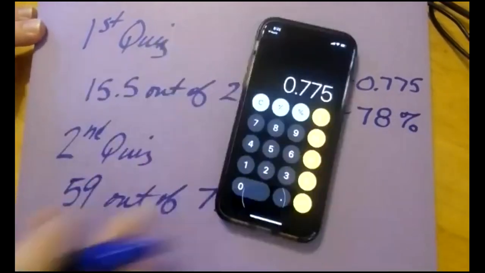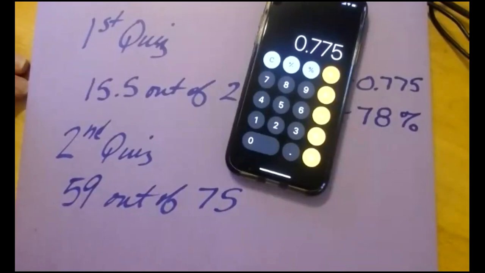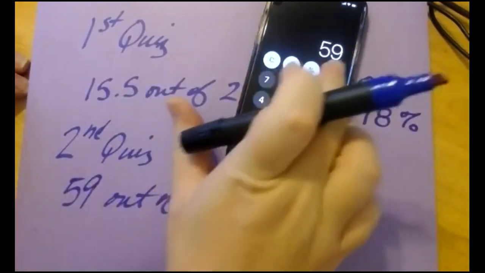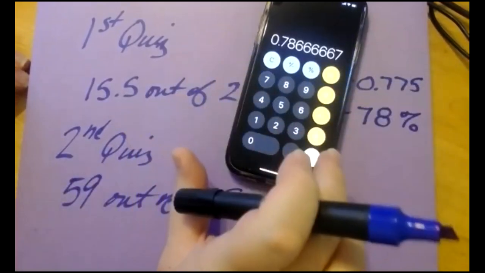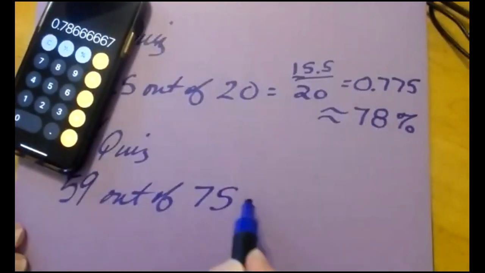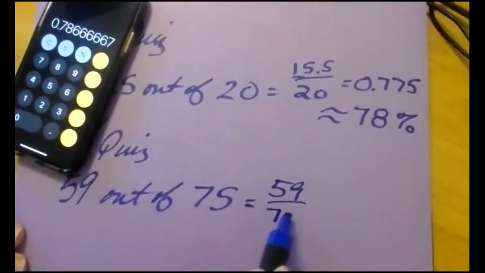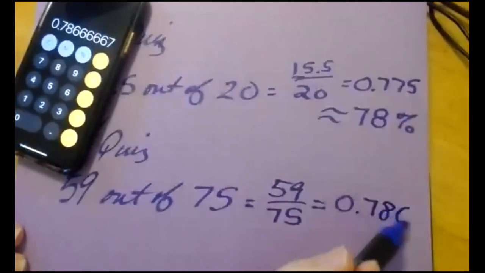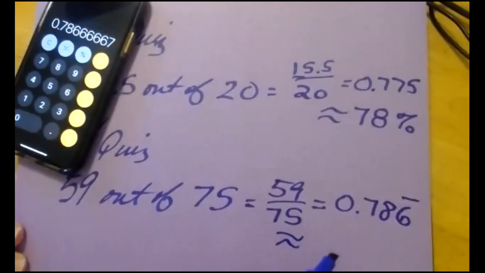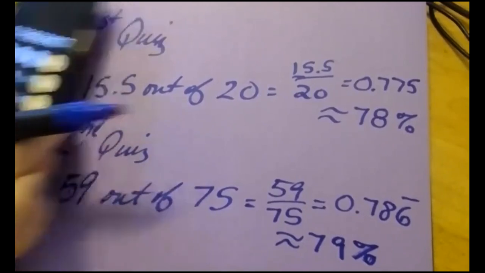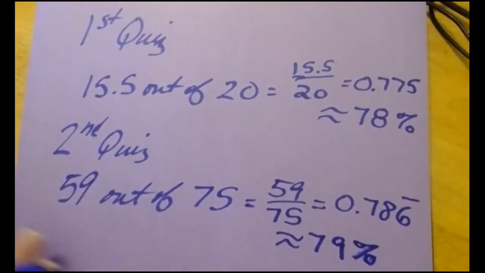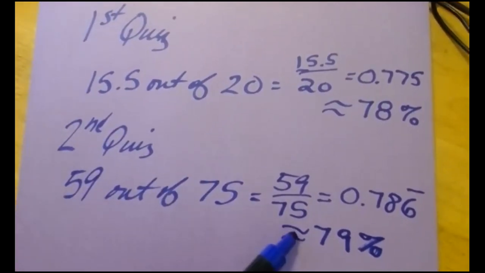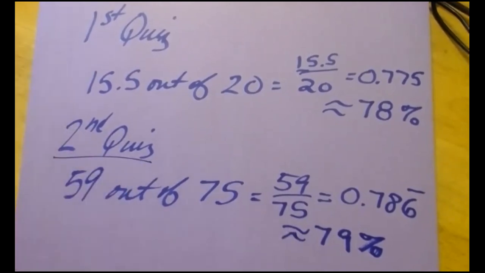Okay. And then for the other one, I have to figure out 59 out of 75. That would be 59 over 75, which is equal to 0.786 repeating, and that is approximately the same as 79%. So which quiz did you do better on? As you can see, for both of these cases, they come very, very close. The answer is the second quiz this time. Of course, that's the number that is the highest that you see there.